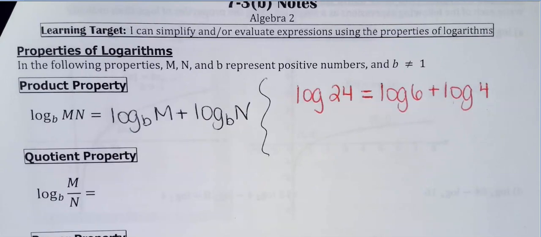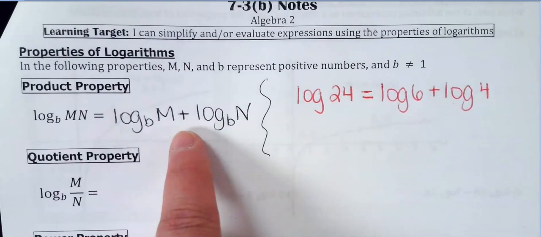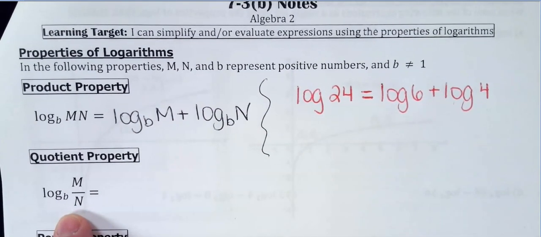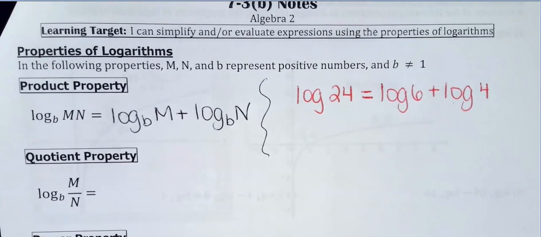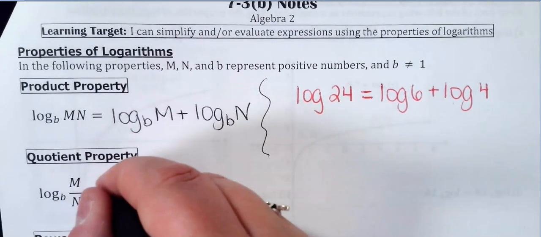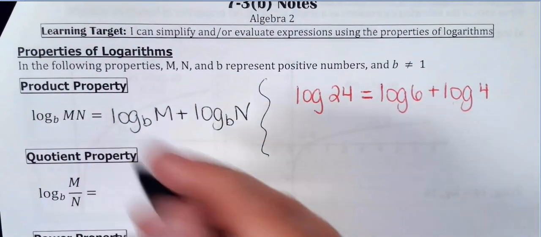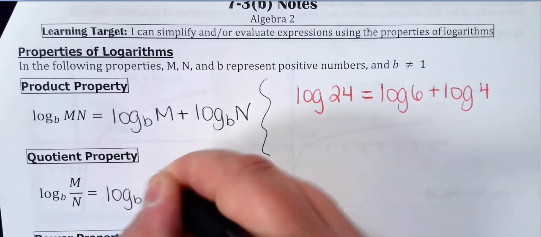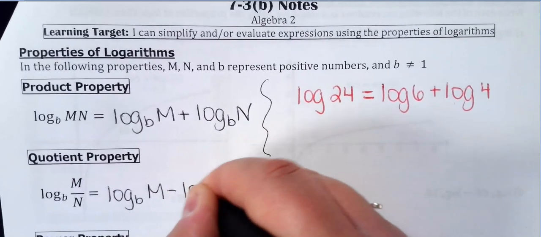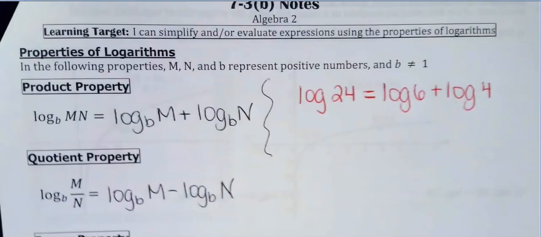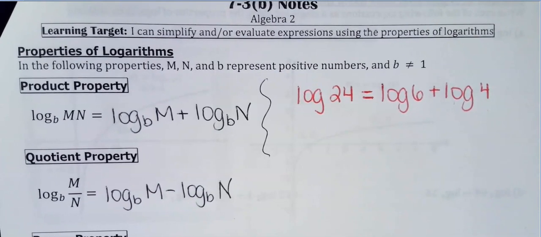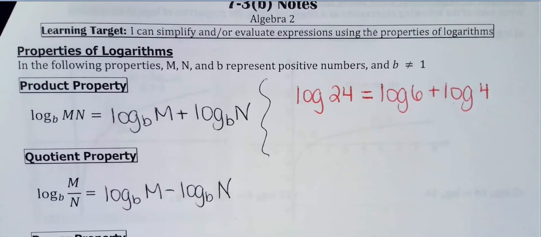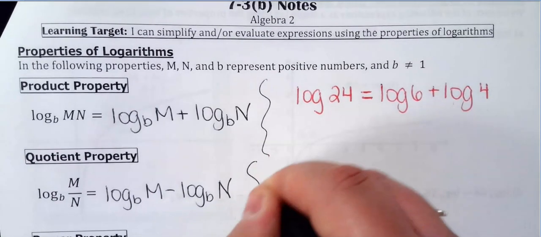Now, if multiplication turns into addition, what do you think division's going to turn into? Subtraction. So this is where you're going to use the subtraction. So a quotient means I'm dividing 2 things. So this is the log base b of m minus the log base b of n. What I have there on the left side, that's called a single logarithm because I just have the log word written once. On the other side, that's called the expanded logarithm because I have multiple logarithms to illustrate the property there.